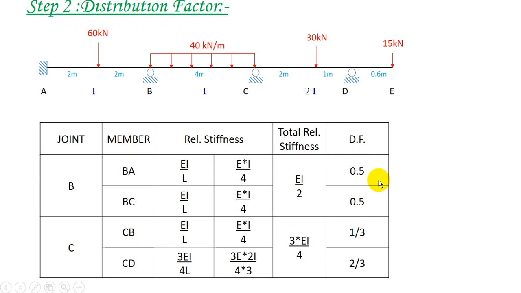Alright, and the distribution factor is what we have to find. Distribution factor is equal to the relative stiffness of that member divided by the total relative stiffness. If I divide this by this, I get 0.5 for BA. Again, if I divide this by this, I get 0.5 for BC. If I divide EI by 4 by 3 by 4 EI, I get 1 by 3 for CB, and for CD I get 2 by 3. Okay, so the distribution factor step, step 2, is done. Let us move to step 3.